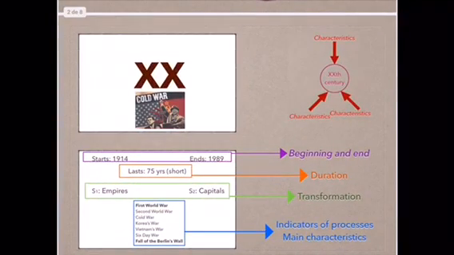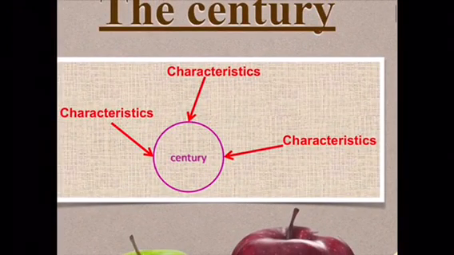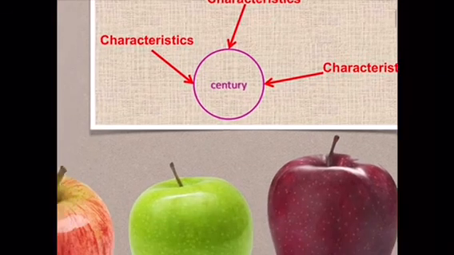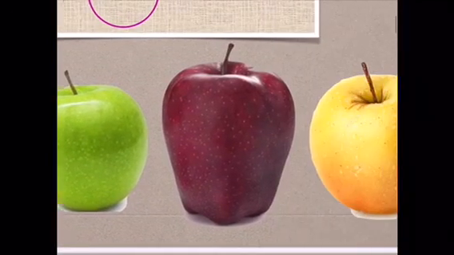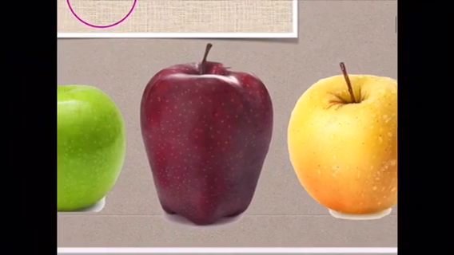This is the way that we're going to be working, and that is the meaning of this scheme that you had in the last presentation about the century and its characteristics, and how we're going to be able to tell one century apart from another, as we're able to tell one apple apart from another based on their characteristics.